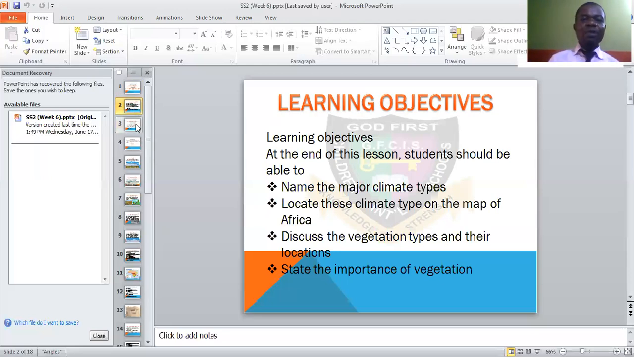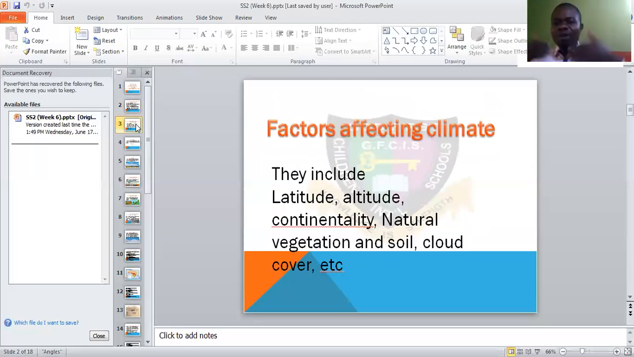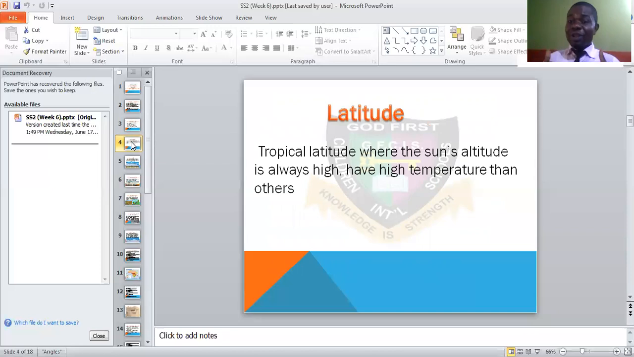Then I have told you that we have elements of climate. We also have factors that affect climate. They include the latitude, altitude, continentality or distance from the sea, natural vegetation and soil, cloud cover, so many others. We'll look at these factors one after the other. Let's look at the latitude. We said the other time that Africa is between latitude 37 degrees north and 35 degrees south.